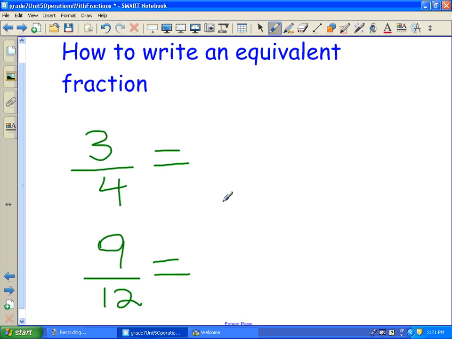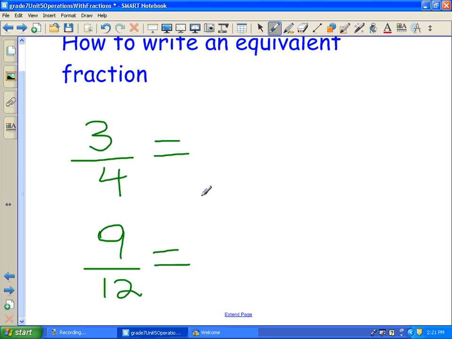Well, when you're writing an equivalent fraction, there's really an easy way to do it. And the simplest way to write an equivalent fraction is to just multiply the top number and the bottom number by the same amount. So let's look at this one for example. If I want to have something equivalent, a fraction over here, if I multiply the top by 2 and the bottom by 2, I'll end up with 6 over 8, which will be the exact same amount.